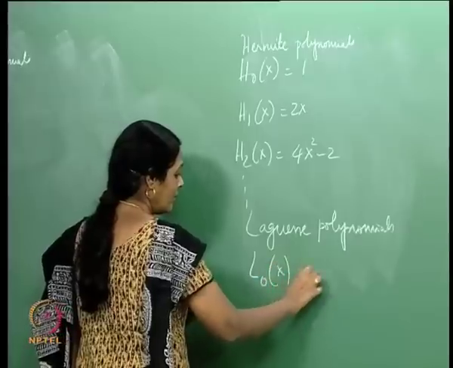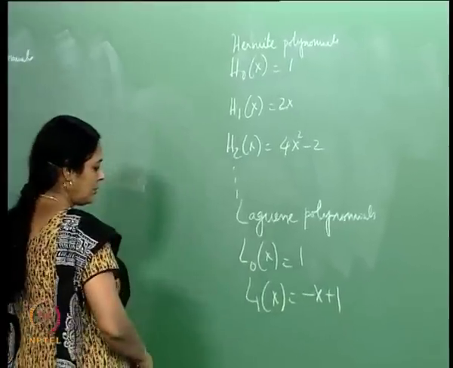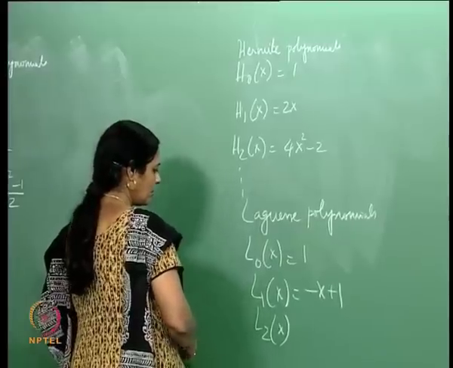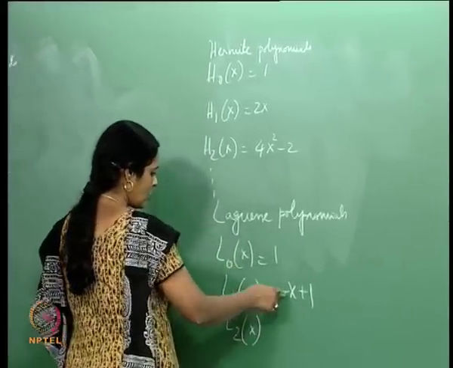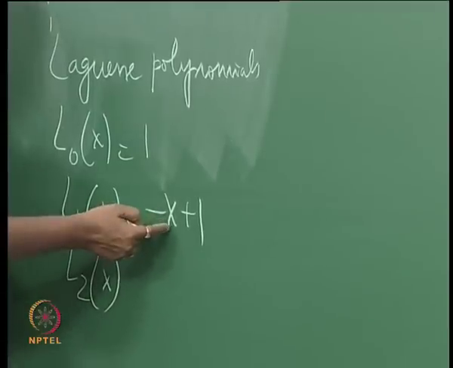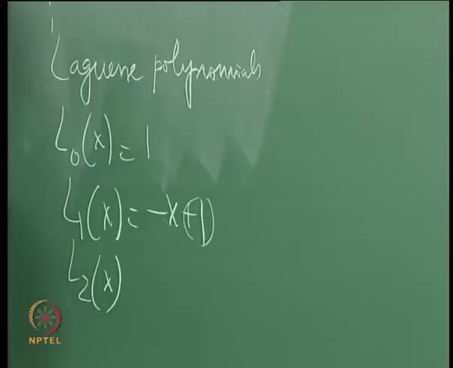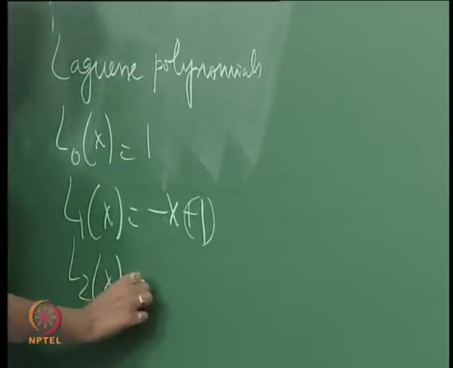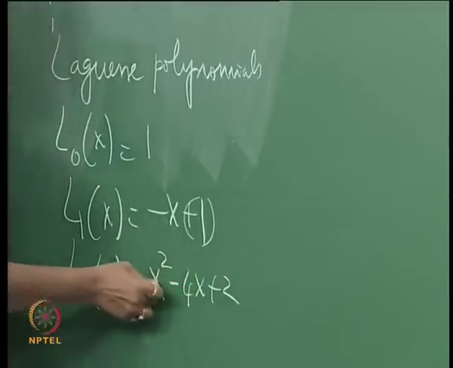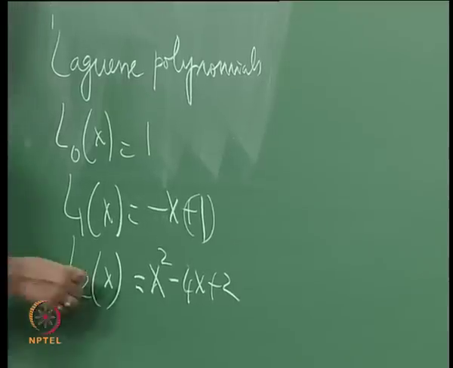L0 is 1, L1 of x is an odd function of x. So there is an x, and that just becomes L1 of x. When x goes to minus x, it becomes 1 plus x. Let us forget this. As far as x is concerned, it is an odd function. And L2 of x is x squared minus 4x plus 2 apart from a constant. So that is a quadratic in x, and so on.